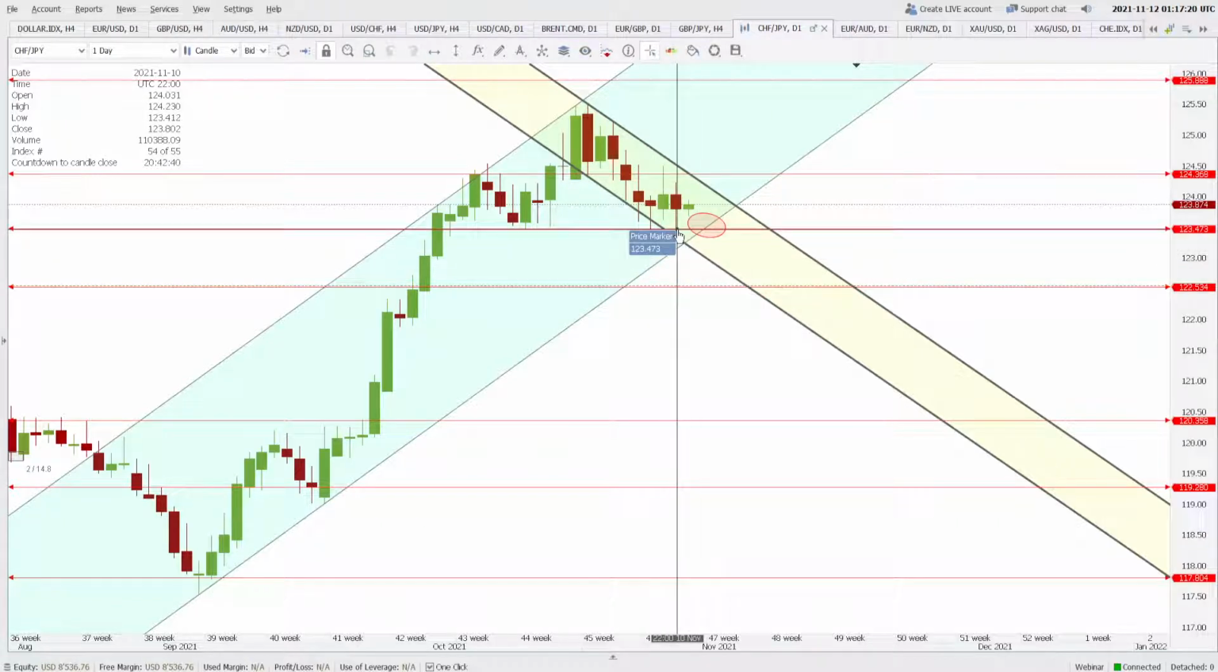So right now the support is at 123.47 and the resistance is at 124.36. This is the first resistance. After that we have 125.88, the next resistance, of course above the previous highs that we are talking about.